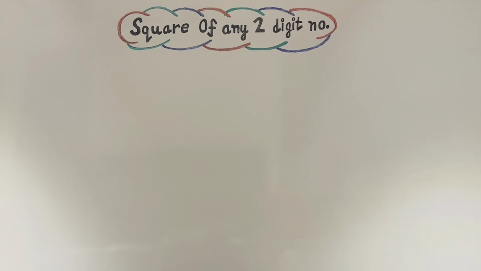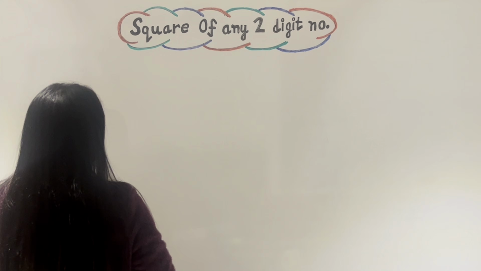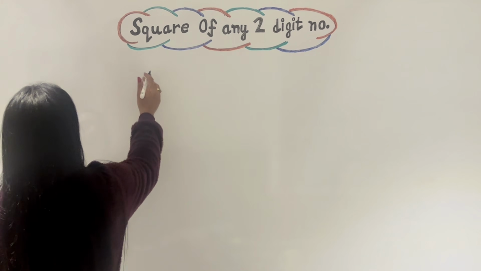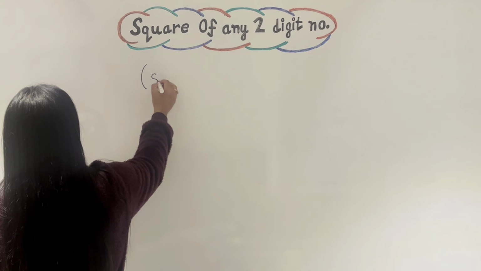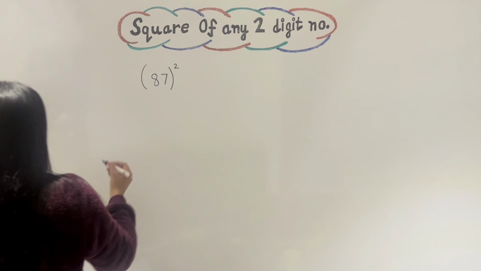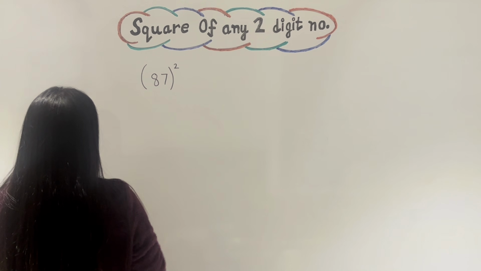Hello everyone, today in this video we'll learn tricks to find the square of any two-digit number. But what is a square? When we multiply any number with itself. Suppose we have to find the square of 87. That means 87 into 87. How can we do that with the help of a trick?